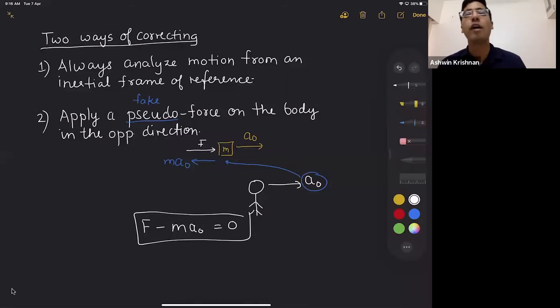So whenever you are observing from an accelerated frame of reference, always in the question you have to think of what is your frame of reference? Who is observing it? Is the person who is observing stationary, or is he or she moving in an accelerated frame of reference? If the person who is observing, as per the question, is moving in an accelerated frame of reference, you should apply a fake force on the body in the opposite direction. So to test this concept, let me ask you a quick question.